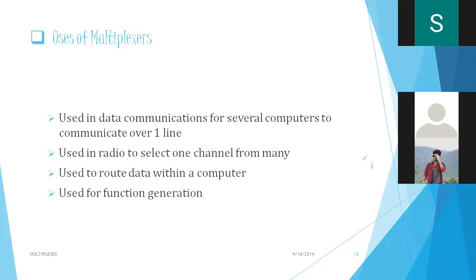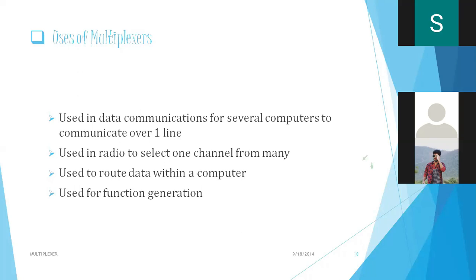So multiplexers are also used for communication purposes. What are the applications of multiplexers? They are used in analog to digital converters and digital to analog converters. And these multiplexers are used as data selectors to select one out of many data inputs.